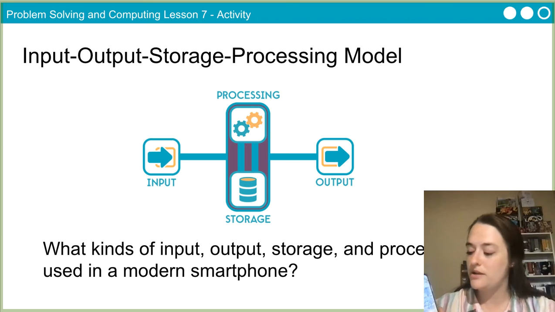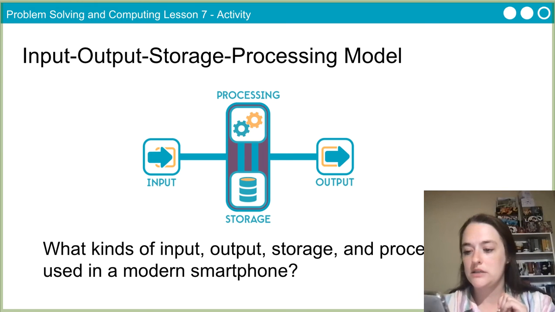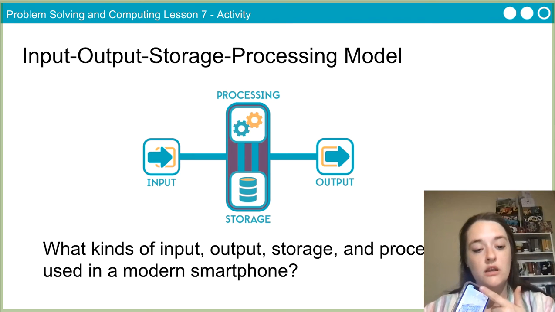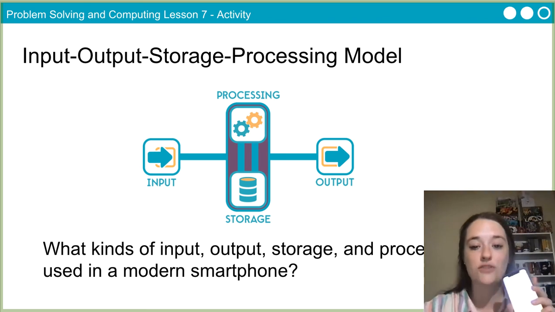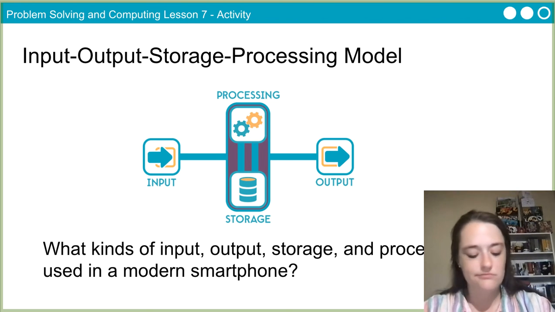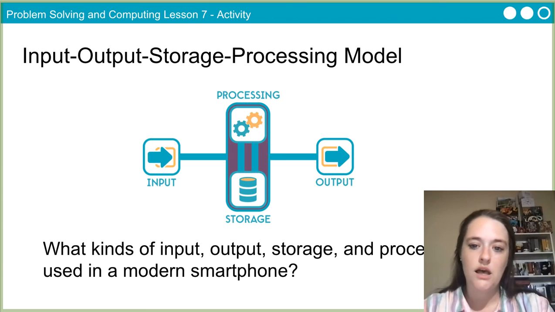what kind of inputs are there? You've got your hand, you've got a touch screen. You've got a camera. What kinds of outputs are there? You have speakers. Oh, you also have a microphone. You have speakers, you have a screen, that's output. Storage. I think 128 gigabytes of it, right? For me at least.